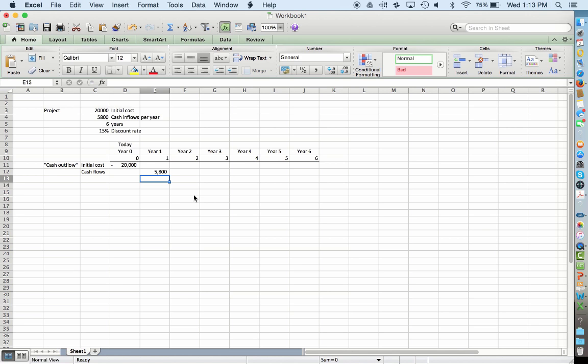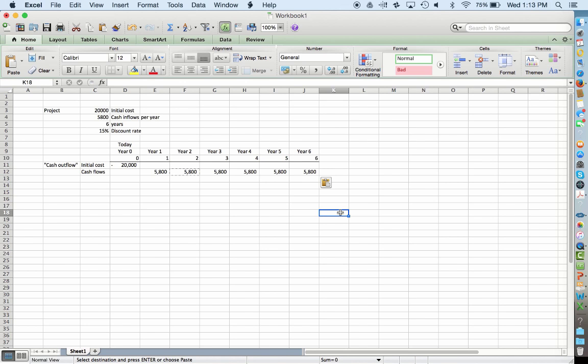Then it tells me that this is the cash inflow per year, so it's an equivalent amount. So what I do is I just put an equal sign, I lock to that cell, and then I copy that across all the way to year 6, so that I have the same cash flows for years 1 through 6.